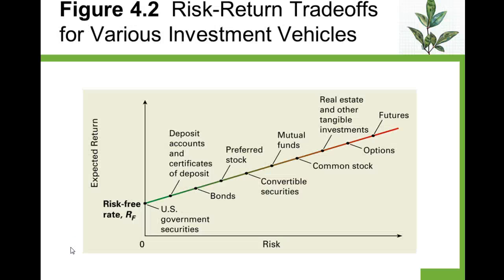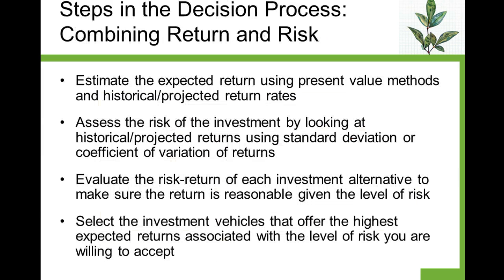Okay, let's look at table 4.2 here and look at some of the risk return trade-offs here. Of course, U.S. government securities are the safest, and as you move up here, the riskier the investment and hopefully the higher return. Then there will be bonds, preferred stock, convertible stocks, mutual funds, common stocks, real estate, options, and futures. So as the risk goes up, hopefully the return will also increase, or you should not accept that type of investment.